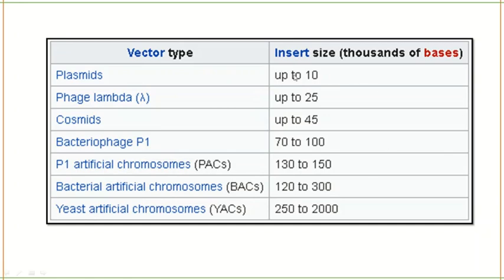So the vector types and insert sizes which could be used for the genomic DNA library are as follows. Plasmids up to 10 kilobases, phage lambda 25, cosmids 45 kilobases, bacteriophage up to 100 kilobase pairs, PACs, that is P1 artificial chromosomes, up to 150 kilobase pairs, BACs 300 kilobase pairs, and YACs 2000 kilobase pairs. These are the insert sizes that could be used in the genomic DNA library.